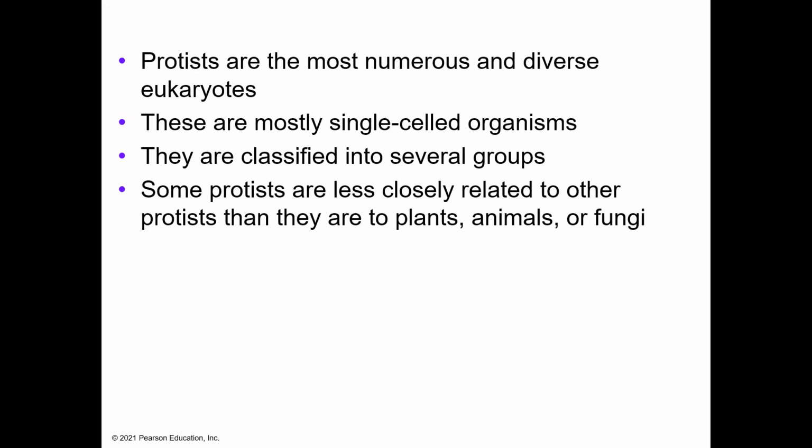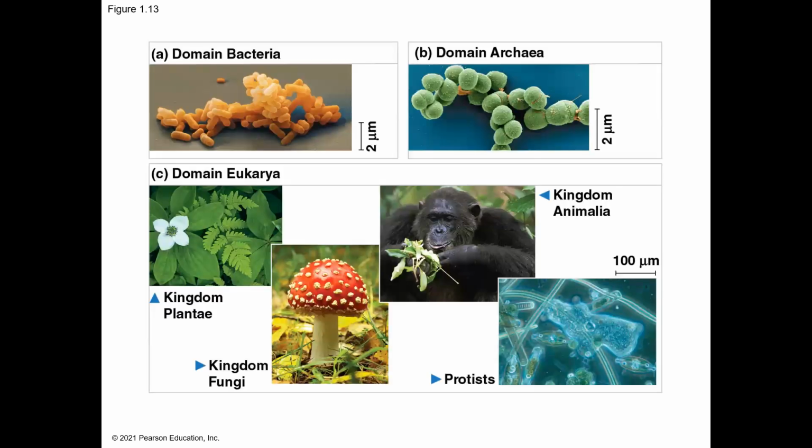So currently protists are what we call an amalgamation of all these less closely related organisms, but some of them appear to be plant related, some of them are animal related, some of them are fungi related, but they're just a little bit different. And so we just keep them as one kingdom. So these are the three domains: domain bacteria, domain archaea, and domain eukarya, with the four kingdoms: kingdom plantae, kingdom fungi, kingdom animalia, and then the protists.